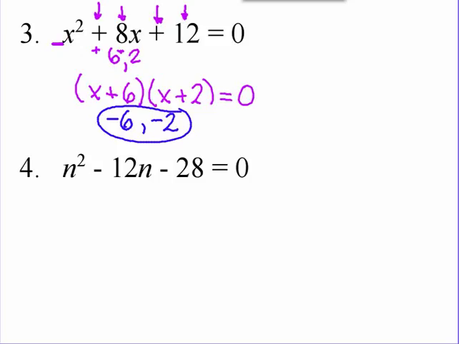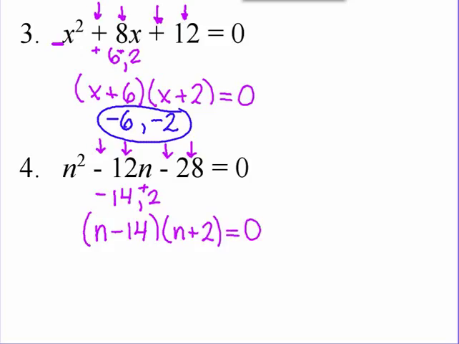Okay, the fourth one. 2 factors of what? 28 that do what? Differ by 12. What are they? 14 and 2. Now is when we attach the signs. How do you get a negative 12 from 14 and 2? Negative 14, positive 2. Good. So that will factor to be n minus 14 times n plus 2. My 2 solutions are going to be what? 14 and negative 2. Good. Not too bad?